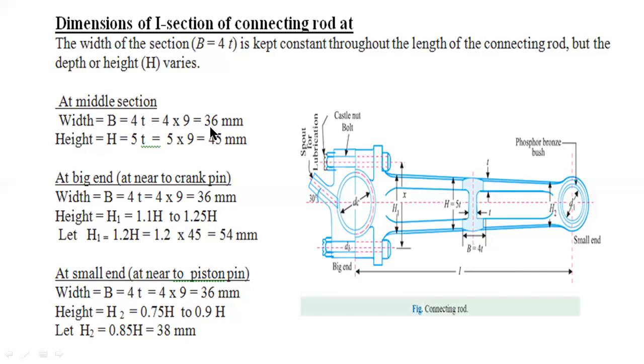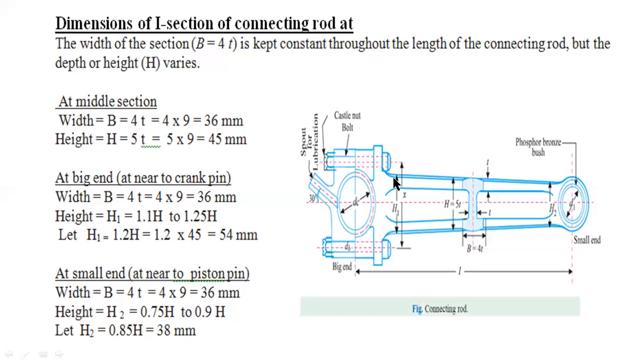So the width of the I cross section at the middle of the connecting rod, 4t equal to 36 mm, and height 5t equal to 5 into 9 equal to 45 mm, as well as the dimensions of the I cross section at the big end. Okay, this is the big end. So nearer the big end, the dimensions h1 is the height of the I cross section, and b is the width of the I cross section.